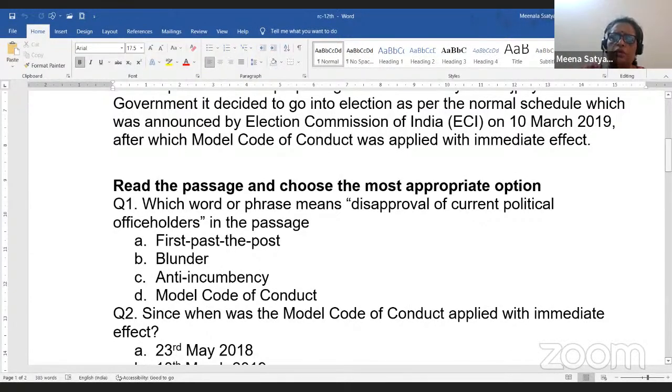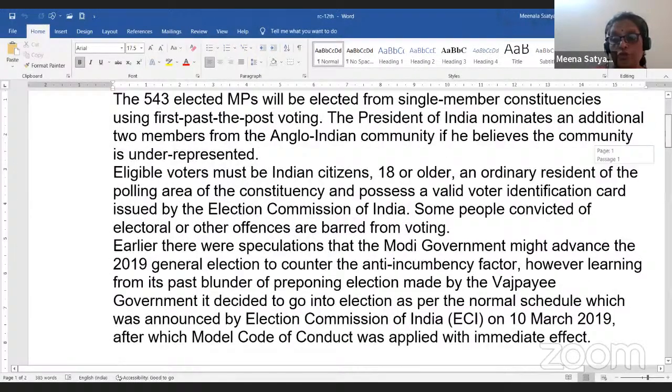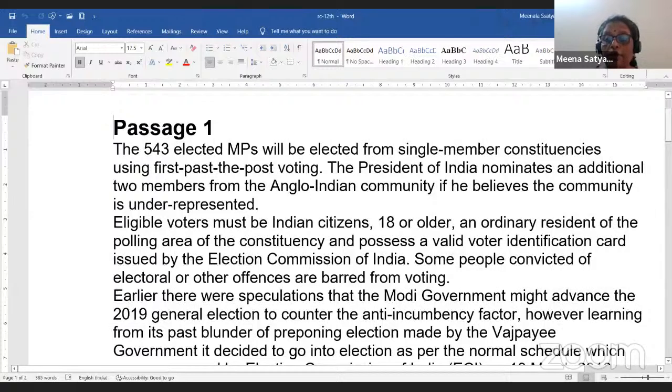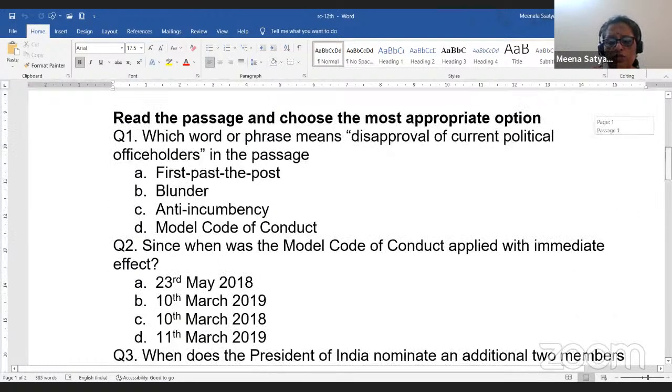Which word or phrase means disapproval of current political office holders in the passage? Now, this particular word, if you are a regular reader of the newspapers and follow the political news regularly, must be there already in your mind. If it isn't, absolutely no issues. So let's go back. This is the first question. It gives you the vocabulary as to what it could be. Now, when you see the first passage, you don't get much. So now what were the choices? That also we shall see.